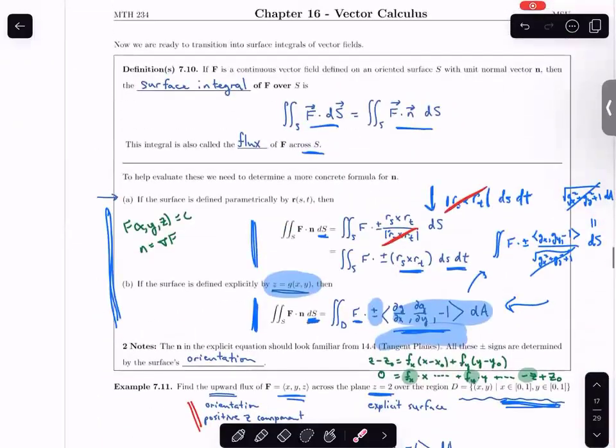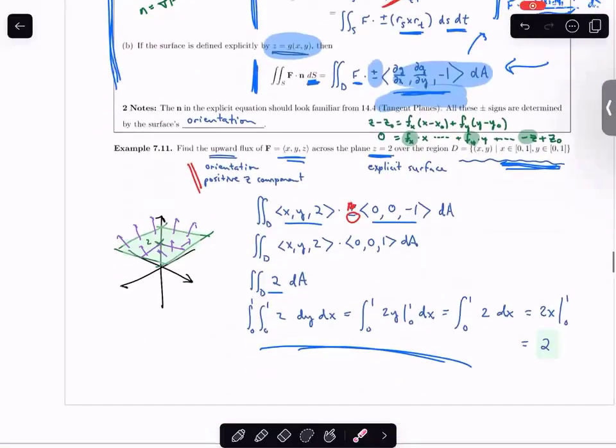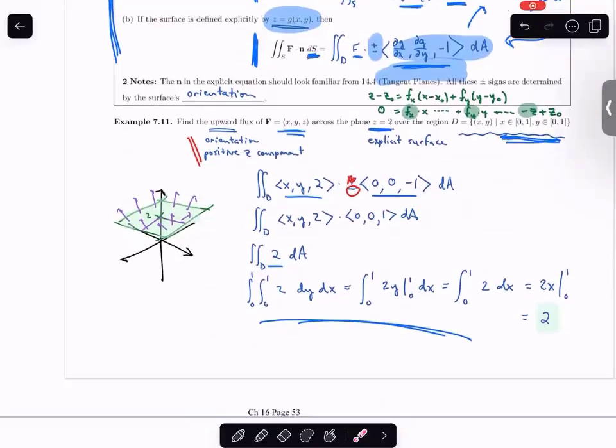And again, we have two different formulas for our surface integral. One of them if you have an explicit surface, z equals a surface, and one of them if you have a parametrized surface. And then we did a small example related to calculating this flux for a particular surface, for a particular vector field, and a region.